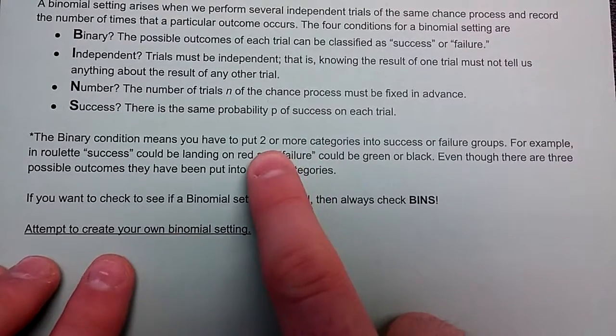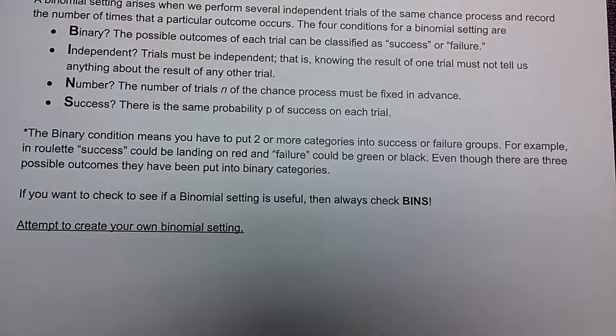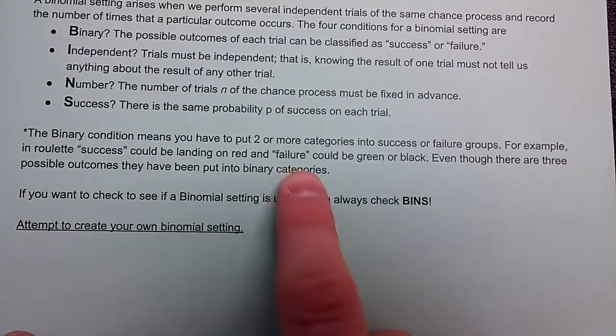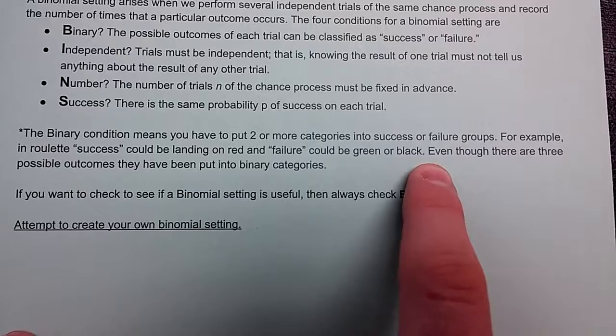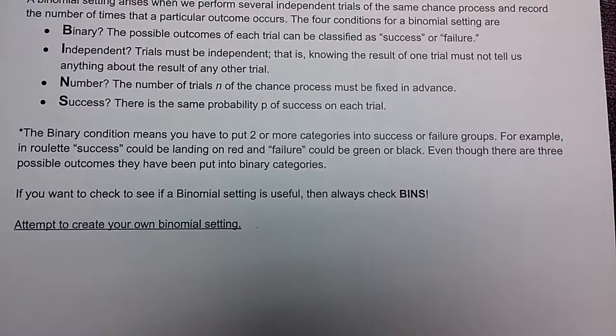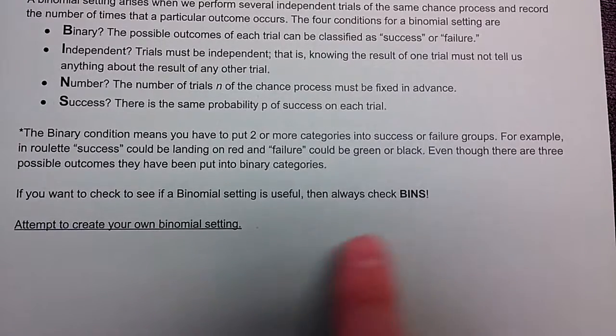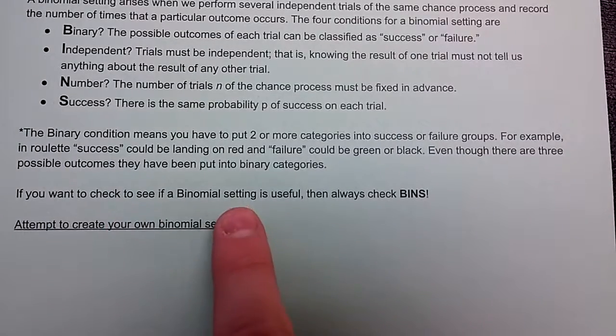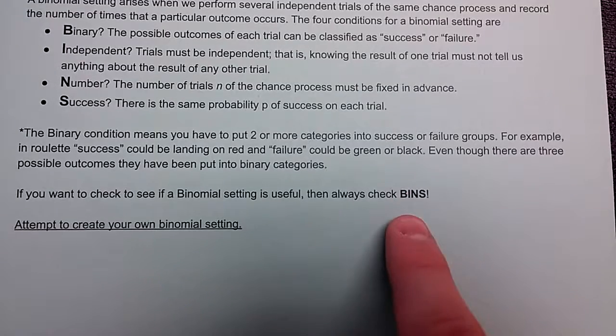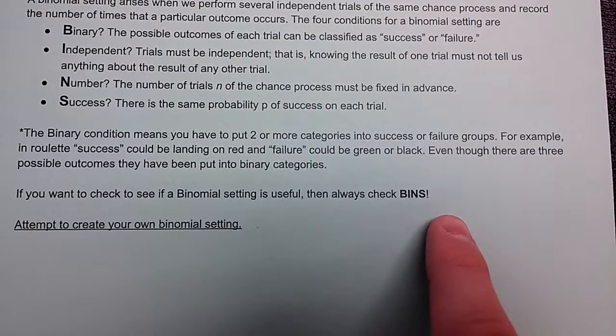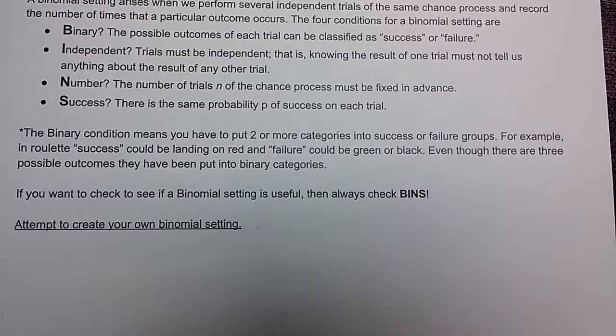Side note here, if you have three or more categories of events, you have to put those into success and failure. So for example, if you have roulette, success being landing on red, failure could be landing on green or black. So even though there's two different outcomes put into that failure situation, there's still success and failure only. If you want to see that binomial setting is useful, always check BINS. So that's binary, independent, number of trials, and success. Always check those four.